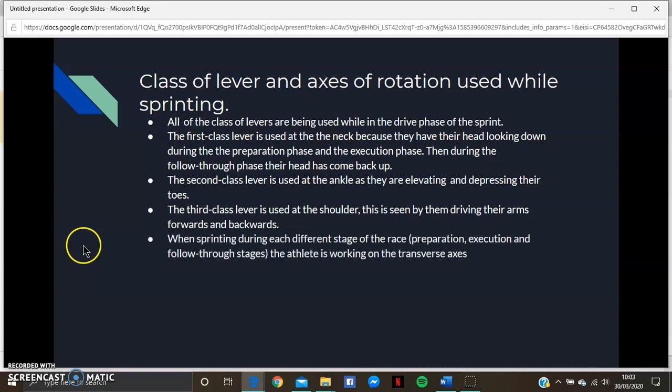When sprinting, during each different stage of the race, the athlete is working on the transverse axis. This is especially seen when they're coming out of the execution phase and going into the follow-through stage. This is because if you were to look at them, they're bending at the hips to come back up that final little bit, and they're tilting their head backwards. This is all working on the transverse axis as they're only moving in that one direction, which is coming upwards and not going side to side, nor is the effort or the load after the fulcrum.